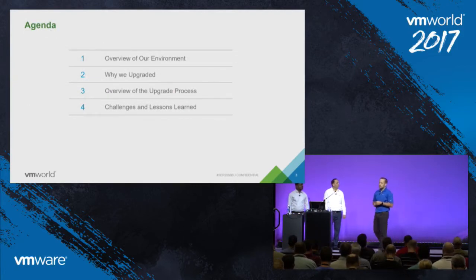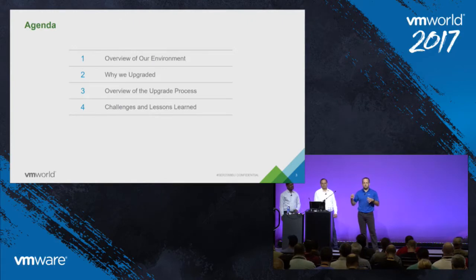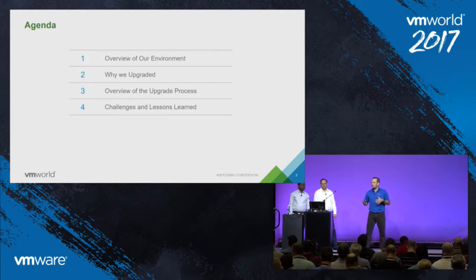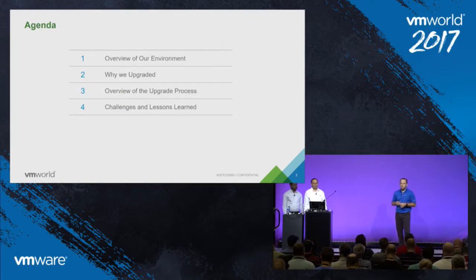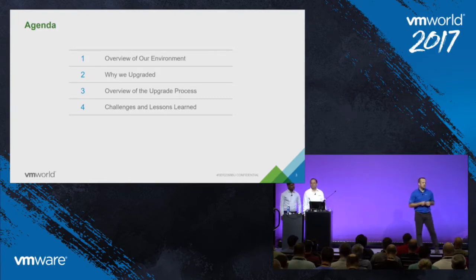So today for our agenda, we're going to talk quickly about what VMware IT's infrastructure looks like. You may not be surprised, it's a lot like your own, just much bigger. We're going to talk about why we upgraded, some of the new features in vSphere 6.5 that we needed internally, and an overview of the upgrade process. With 6.5 we introduced the ability to do an API method of upgrading. We're going to cover that, and we're going to talk about the challenges and the lessons learned.